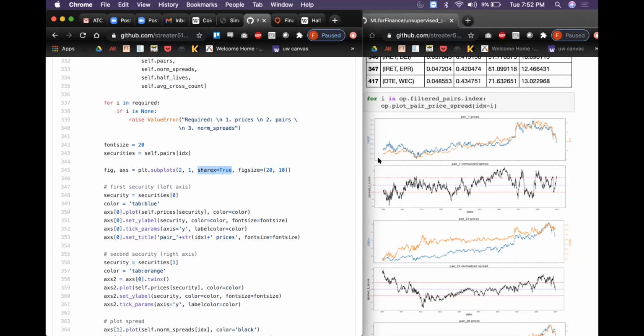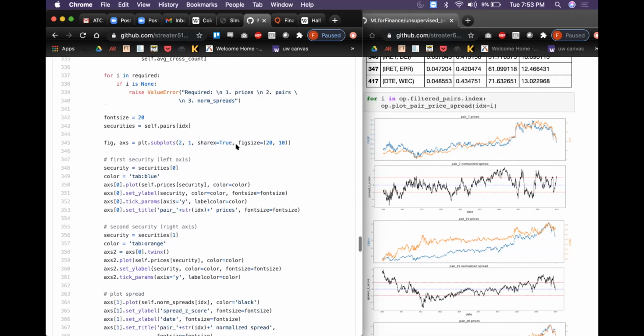So if you see, what this does is this says, I don't want any ticks on this top x-axis, and just put them on the bottom. So the share x is true. And then the figure size just says, I want this to be 20 by 10.